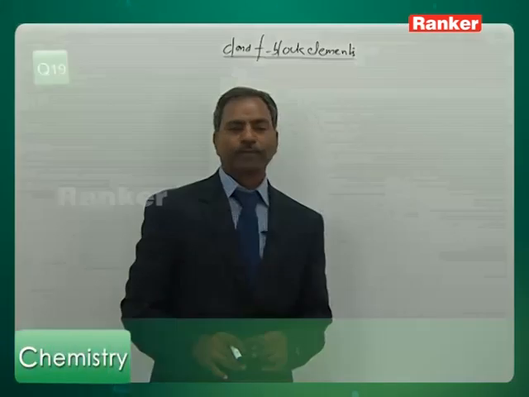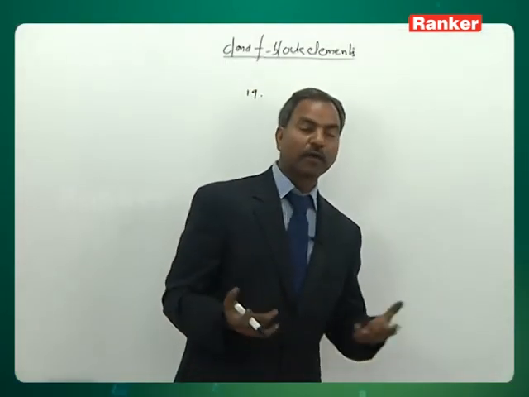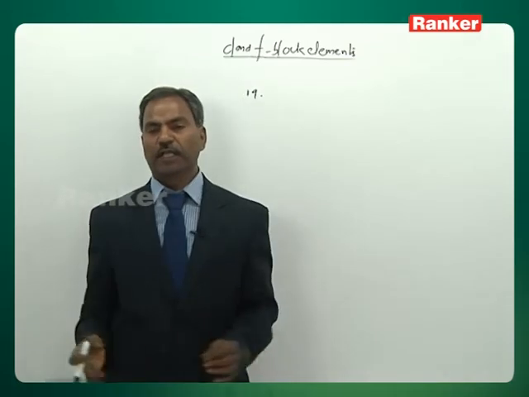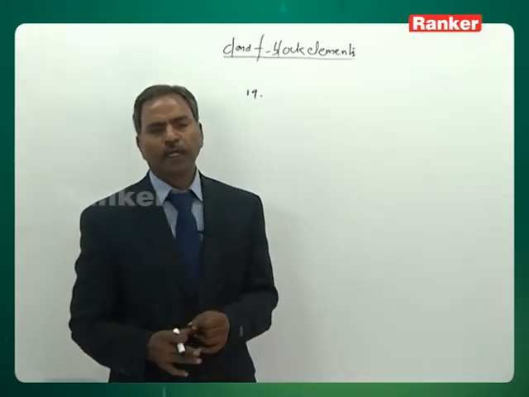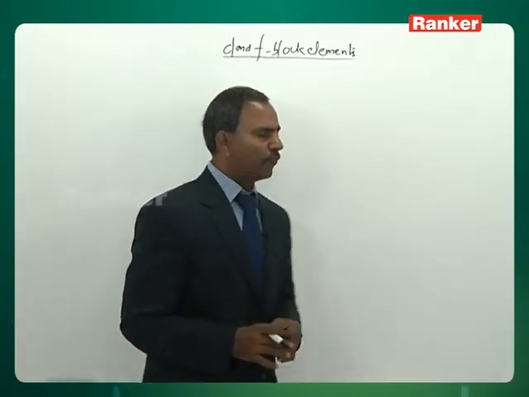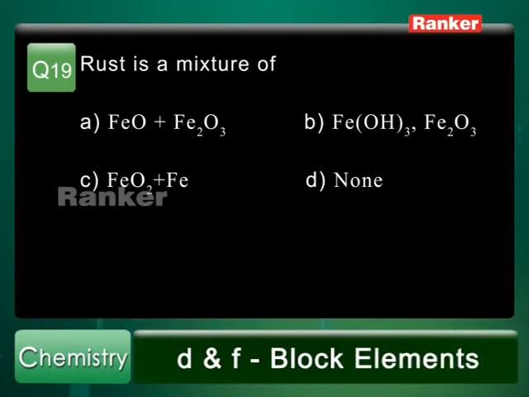Question number 19. Rust is a mixture of. Yes, frequently you see it here and there wherever iron is exposed to moist air. Without moisture, in dry air, it does not undergo rusting, but in moist air, in the rainy season, it easily gets rusted. Rust is actually a mixture of ferric oxide and ferric hydroxide.